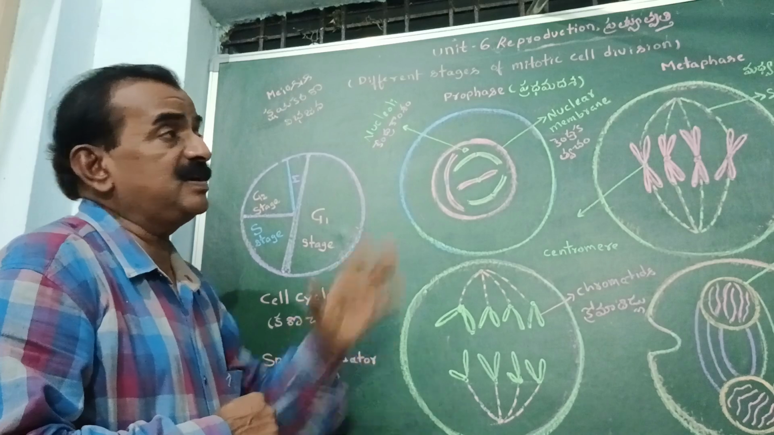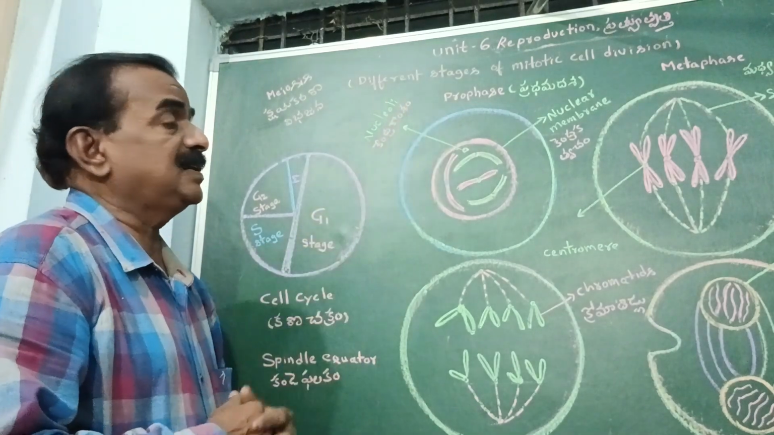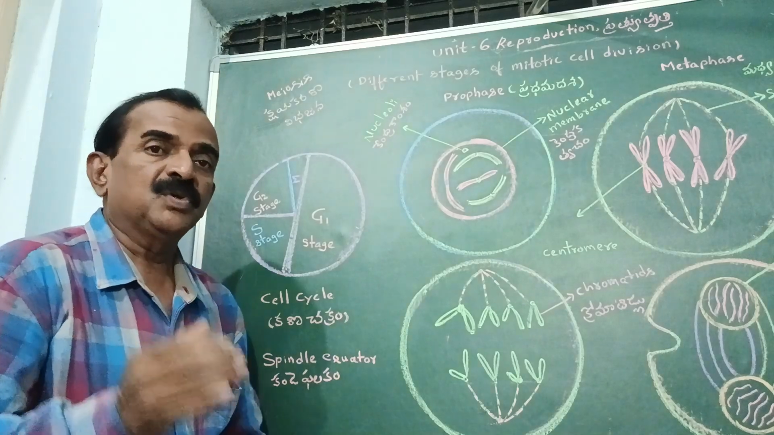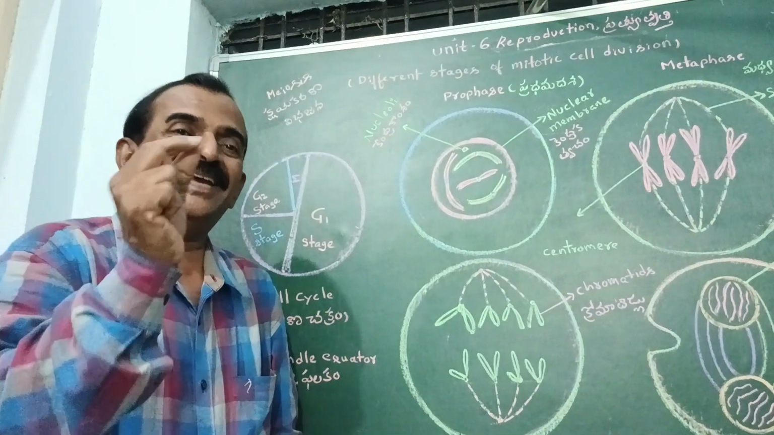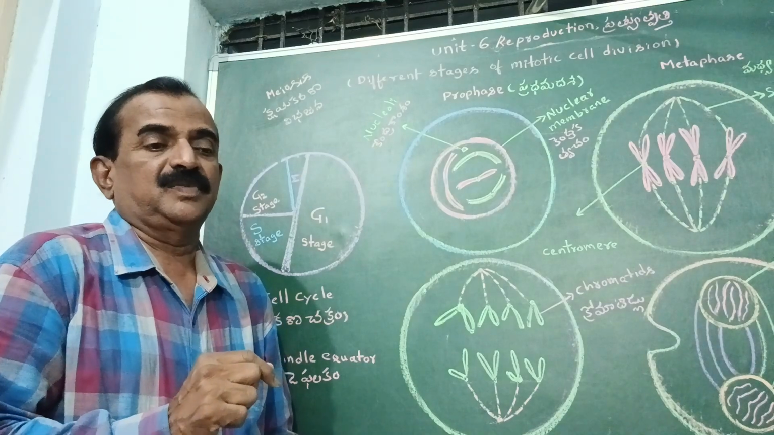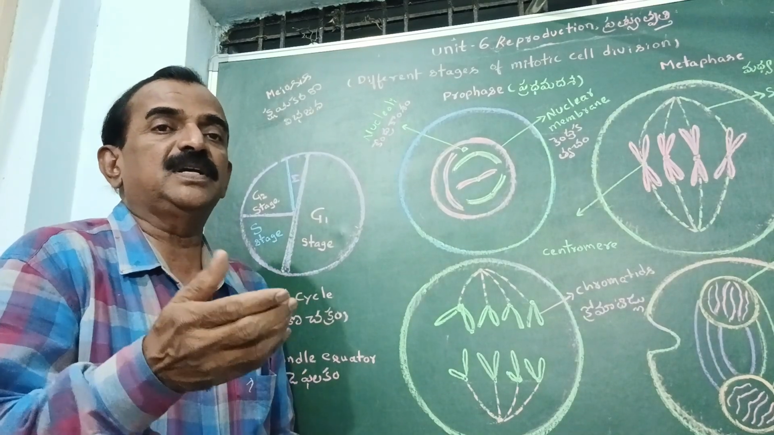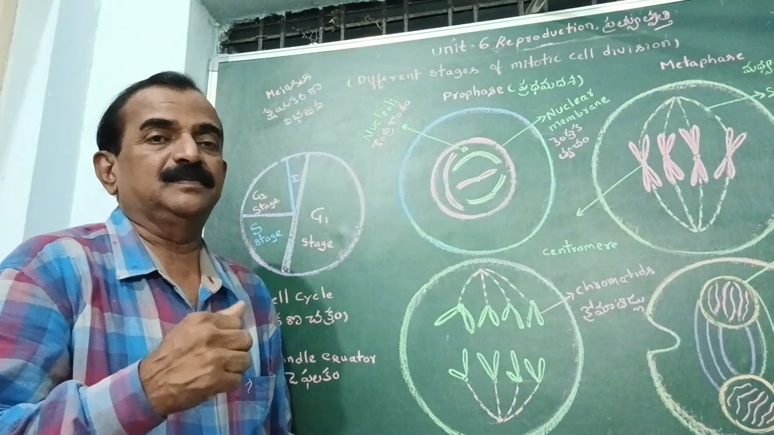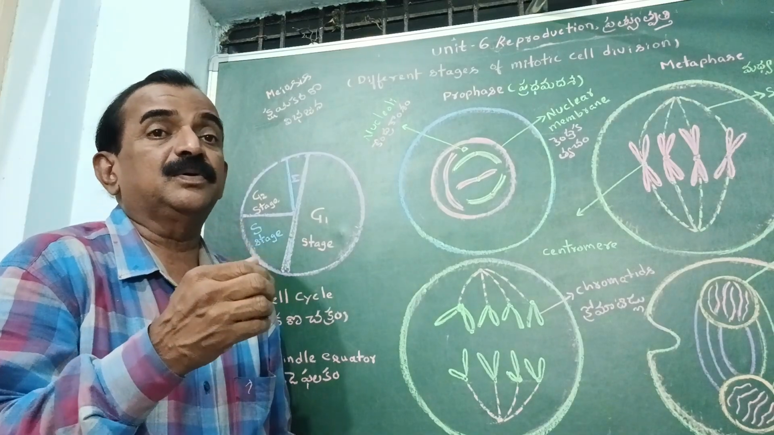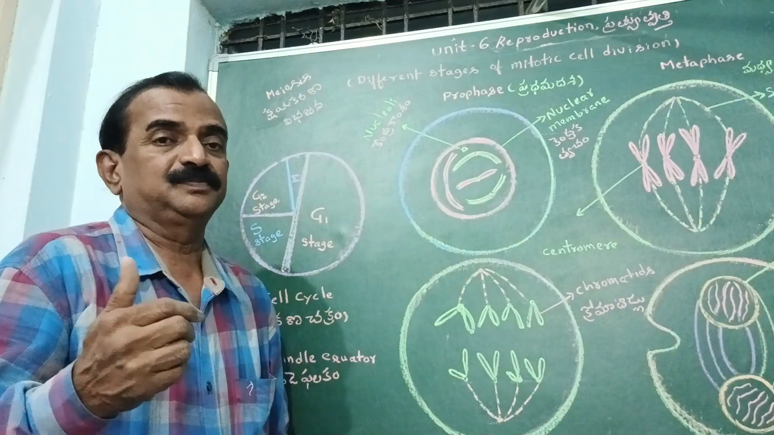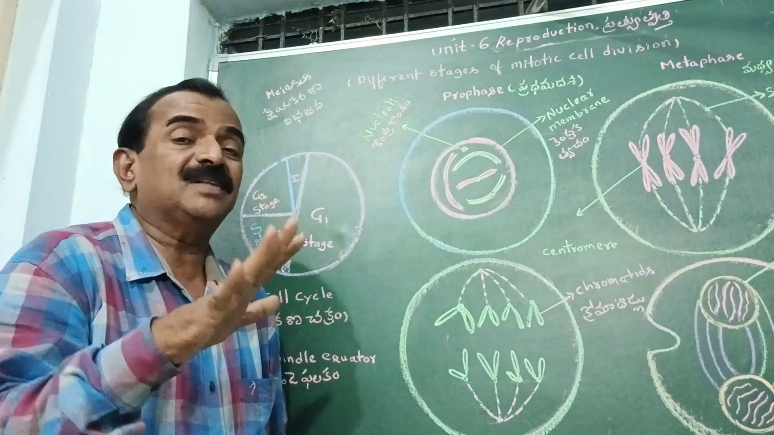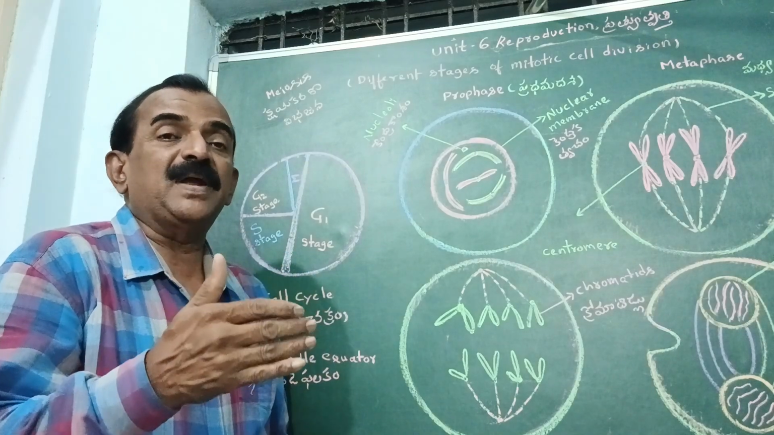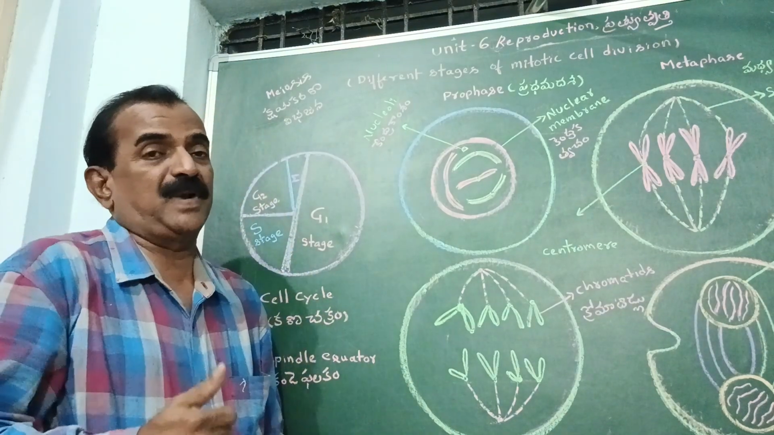And here you are observing on the green board different stages of mitotic cell division. Suppose we sow a seed in the soil and add water. After a few days the seed germinates and develops into a baby plant, and this plant grows in size day by day, and after a few months or few years you see the development of that baby plant into a very strong and tall plant.